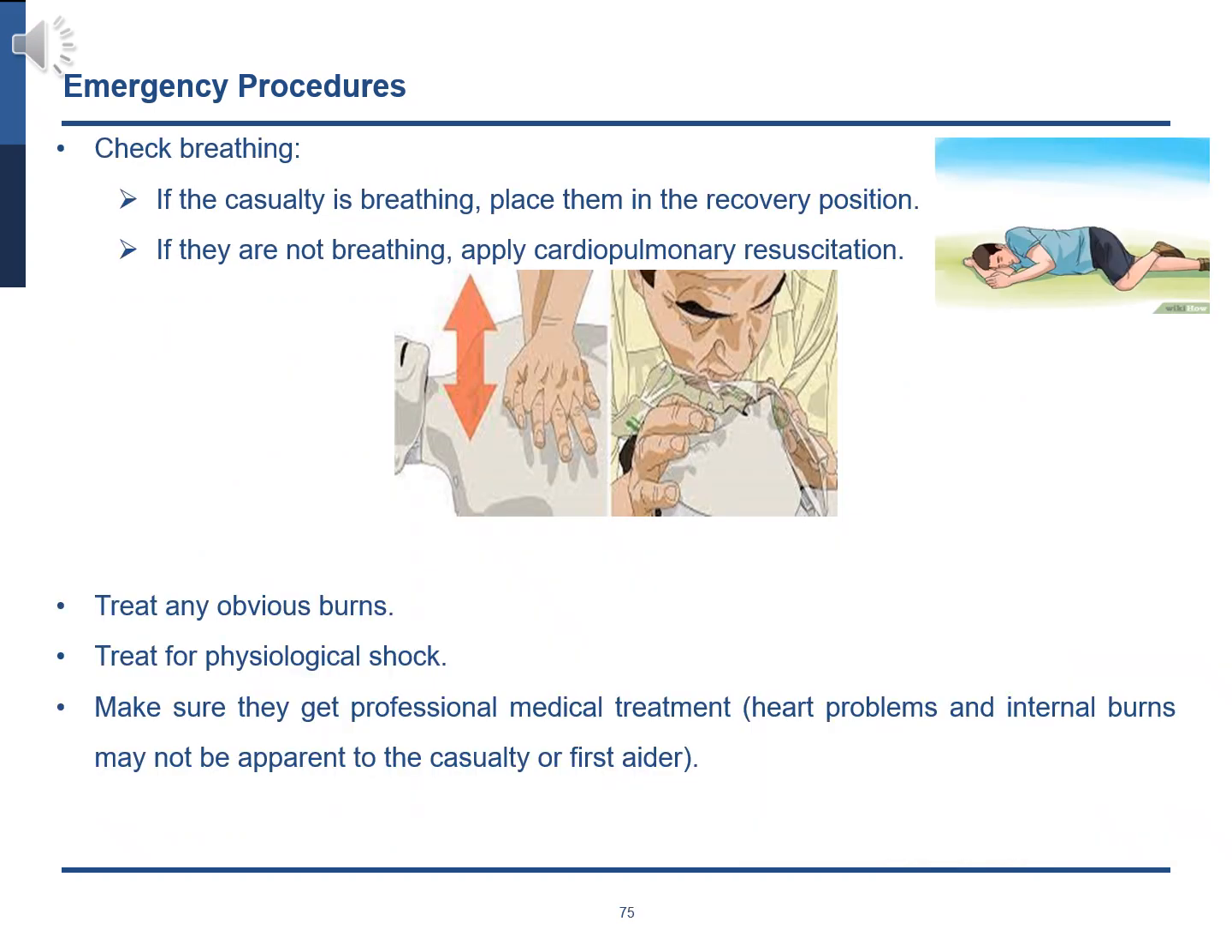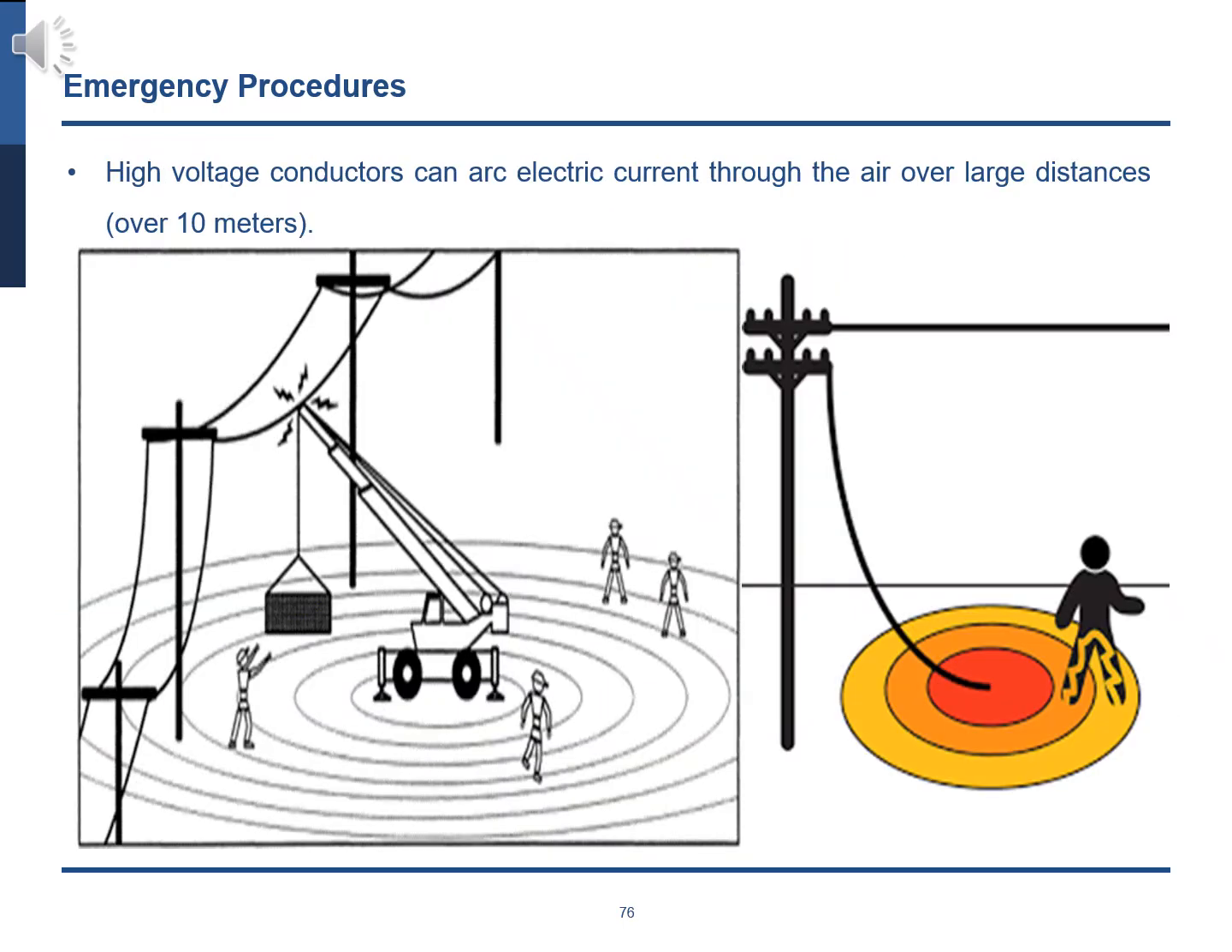Check breathing. If the casualty is breathing, place them in the recovery position. If they are not breathing, apply cardiopulmonary resuscitation. Treat any obvious burns. Treat for physiological shock. Make sure they get professional medical treatment. Heart problems and internal burns may not be apparent to the casualty or first aider. High voltage conductors can arc electric current through the air over large distances, over 10 meters.